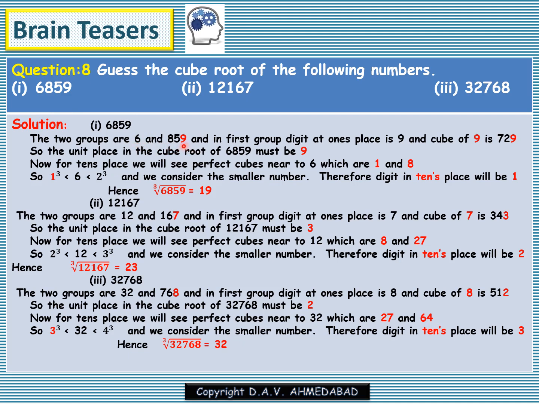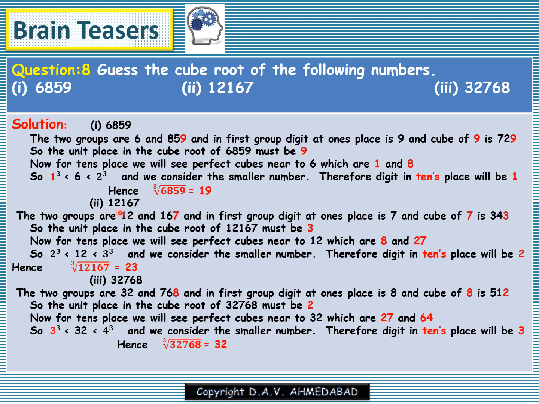Now digit at ones place of group 1 is 9 and 9 cube is 729. So 9 is the digit of ones place of our answer, right? Now for tens place we will see perfect cubes near to 6 because group 2 is 6. Now they are 1 and 8. We always consider the smaller one. So we will have digit at tens place 1. Hence the cube root of 6859 is 19.